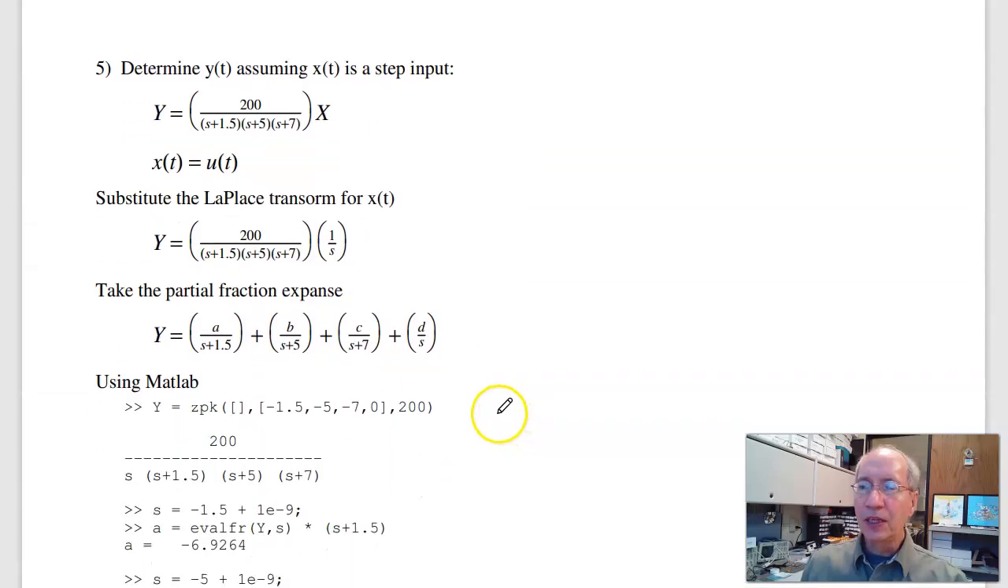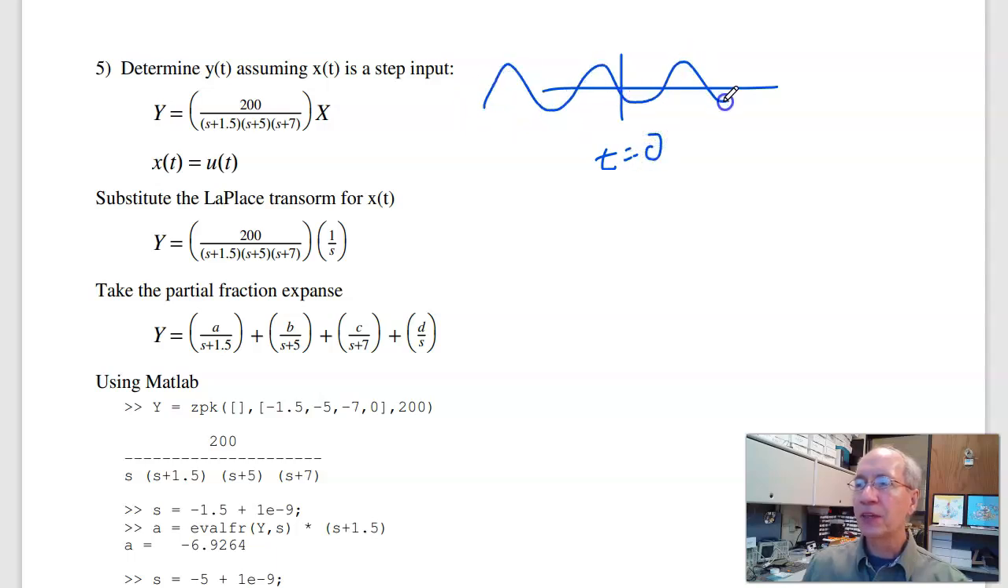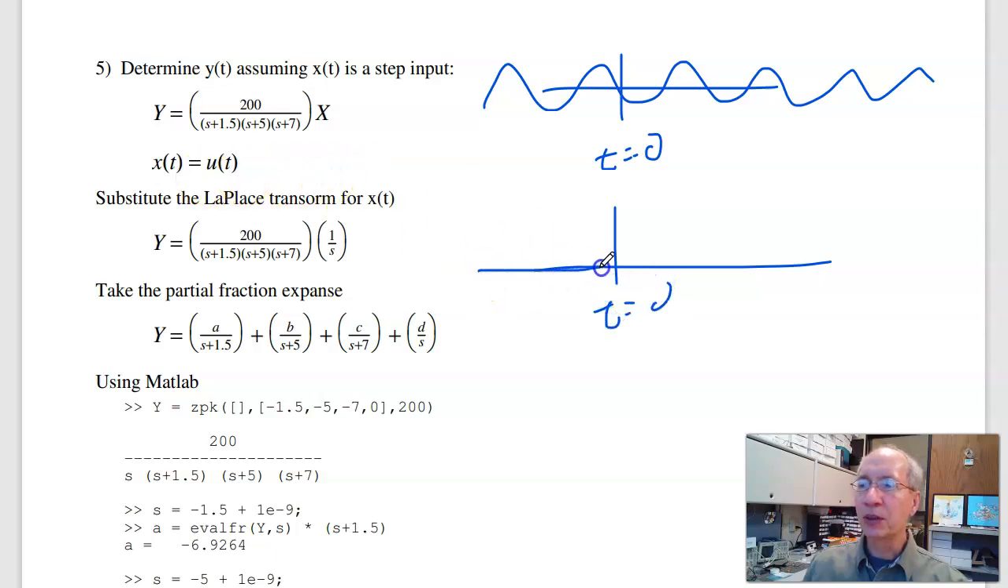Problem 5 is find the output when x is u(t). Now the difference between 5 and 4 is that at t equals 0, I had a sine wave. If this is true for all time, I don't care about the transient, I just want steady state. That's phasors. In problem 5, nothing happened before t equals 0, the output happened after t equals 0. So there's my step input. When you have it turning on at t equals 0, that's Laplace transforms rather than phasors.